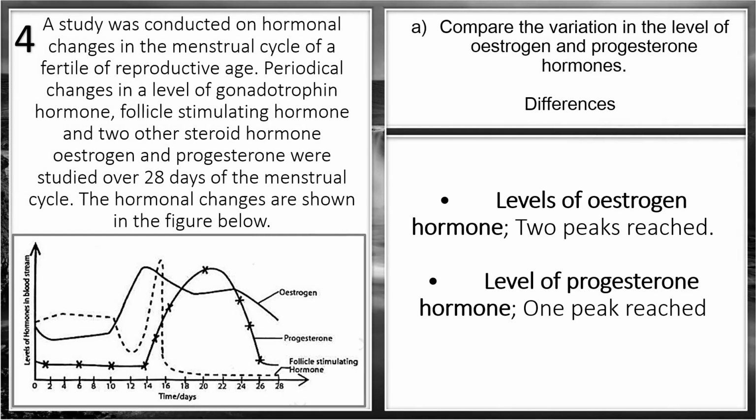Then the level of estrogen, it has 2 peaks reached. It has got the first peak here, and then it reached the 2nd peak there. So it has 2 peaks. Whereas progesterone only reached 1 peak. Progesterone reached only 1 peak around there.